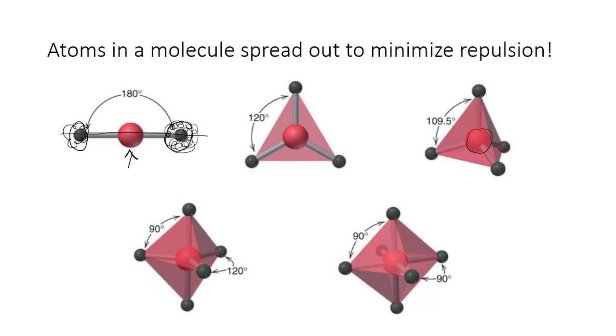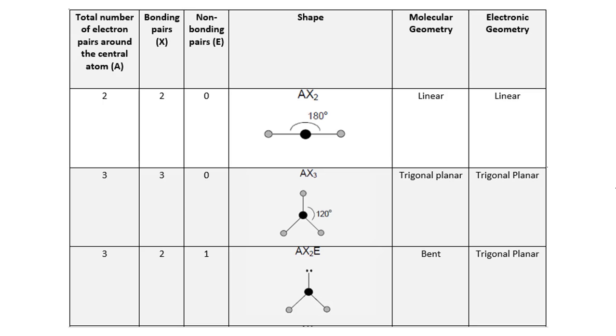So the idea of this lecture is that if you know what a molecule's Lewis structure looks like, you can predict the 3D shape that it might take in the real world. So I have this chart that I've made that helps us classify different types of molecular and electronic geometries based on what the atoms are that make it up.